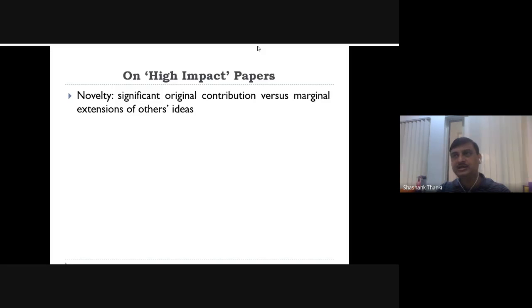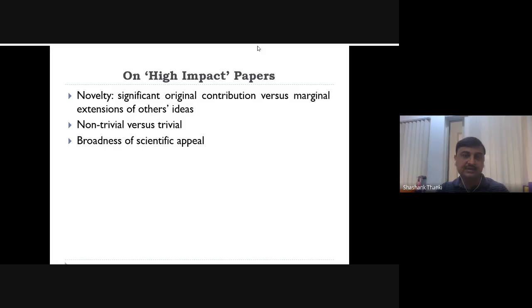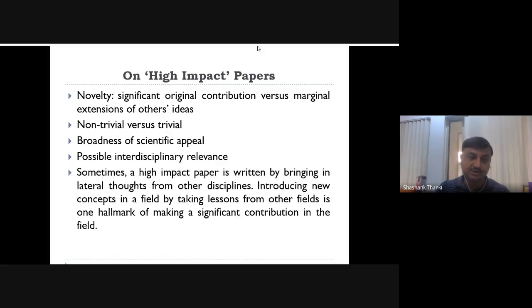What is needed for a high impact journal? Novelty, significant original contribution, non-trivial style, significant. What is the impact? How significant is your work? Broadness of scientific appeal. If it is limited, then you might not have chances of publication. How broad your research area is, how appealing your research paper is, how broad it is. Interdisciplinary relevance will have a great chance of publication.